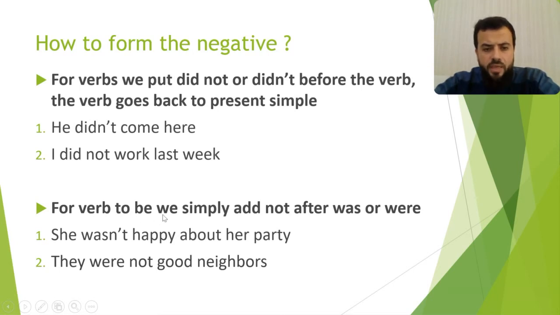For verb to be, we simply add not after was or were. She wasn't happy about her party. They weren't good neighbors. So here we added wasn't, and here we added were not. So just add not after the verb to be.